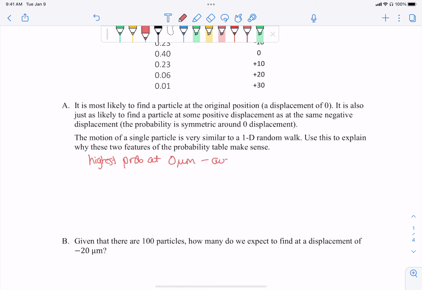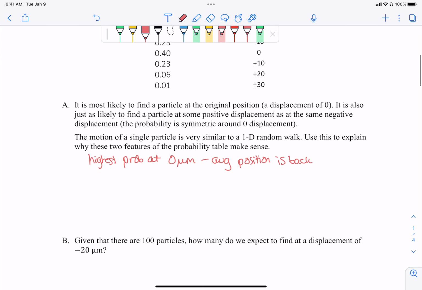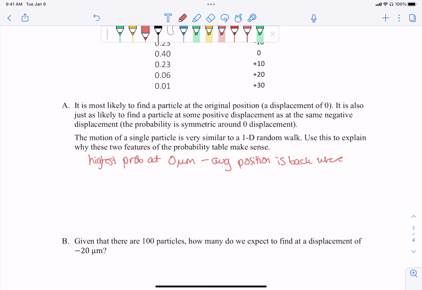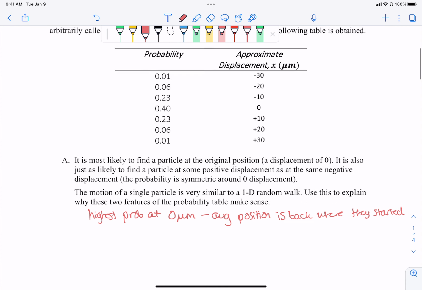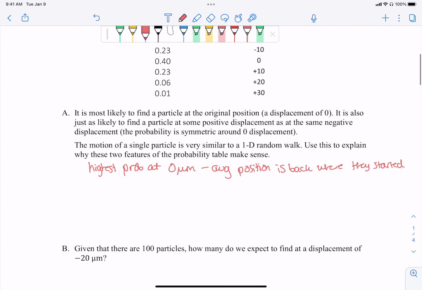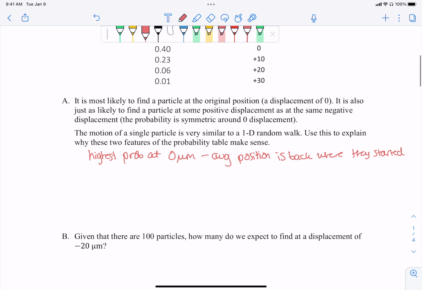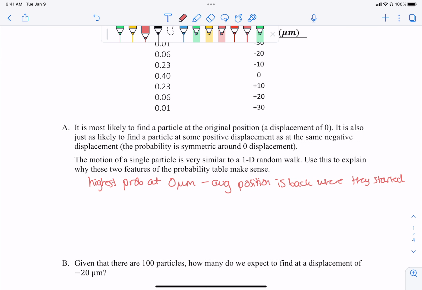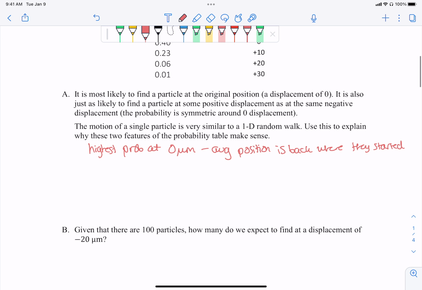That matches up with the 1D random walk characteristics, because the average final position is back where they started, at 0 micrometers. So that's one aspect that relates to why we can assume that these data values resemble a 1D random walk. And the second aspect, obviously, is the mirroring of the values. Like I said, with a simple random walk model, you have the probability of moving left or right, and the left or right probability is equal.